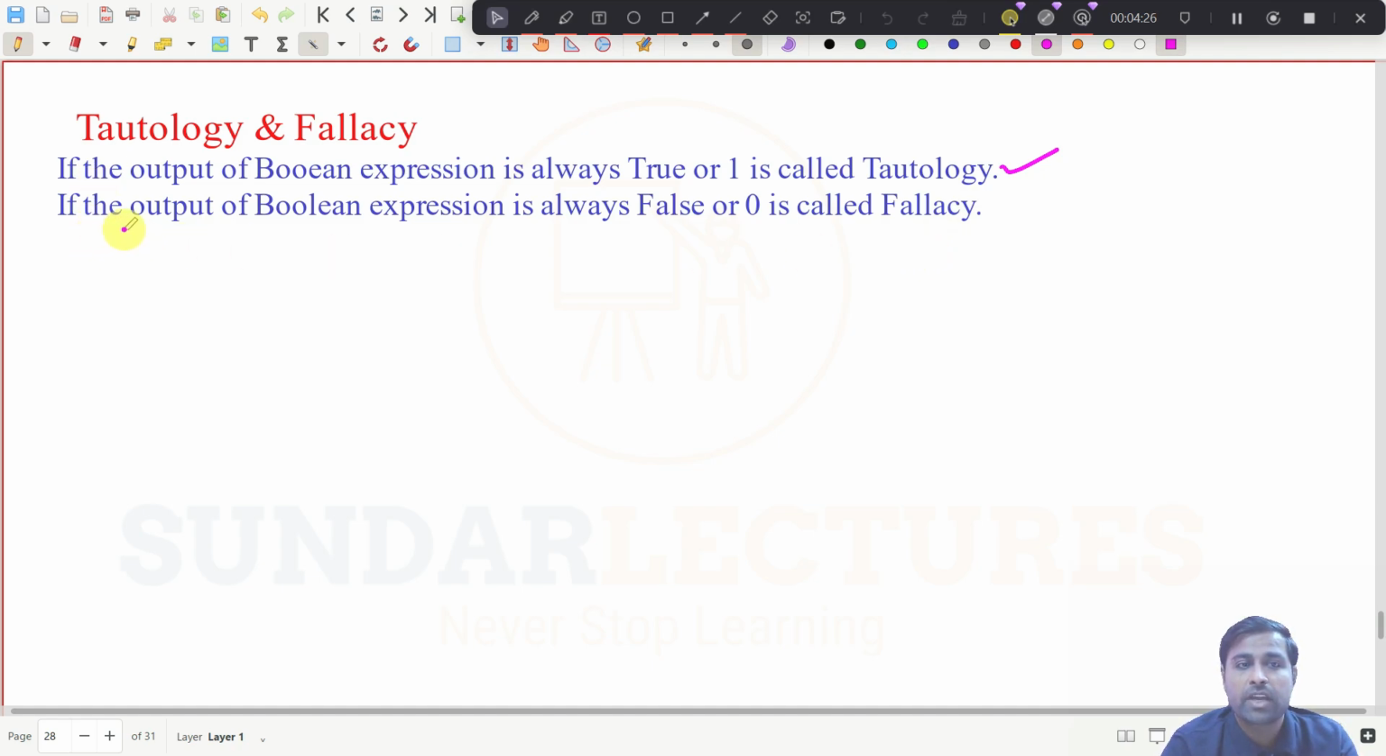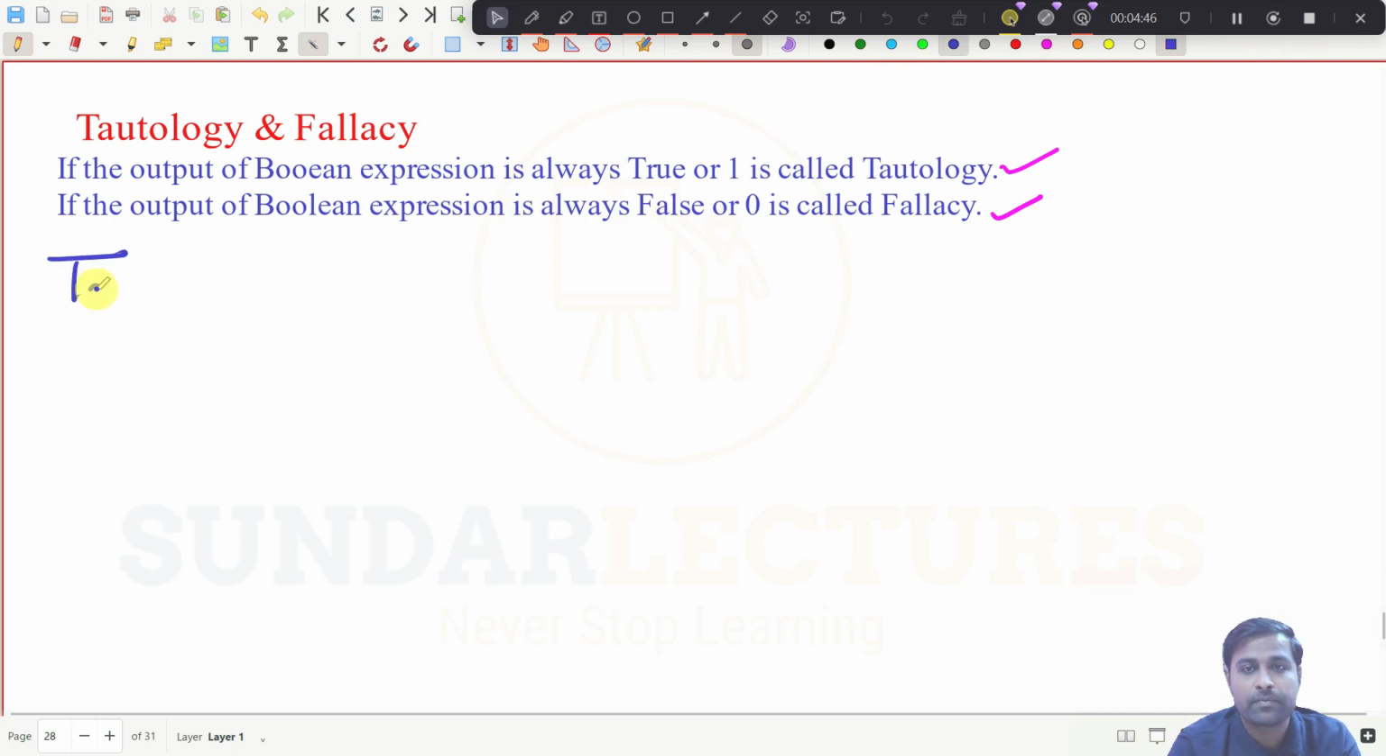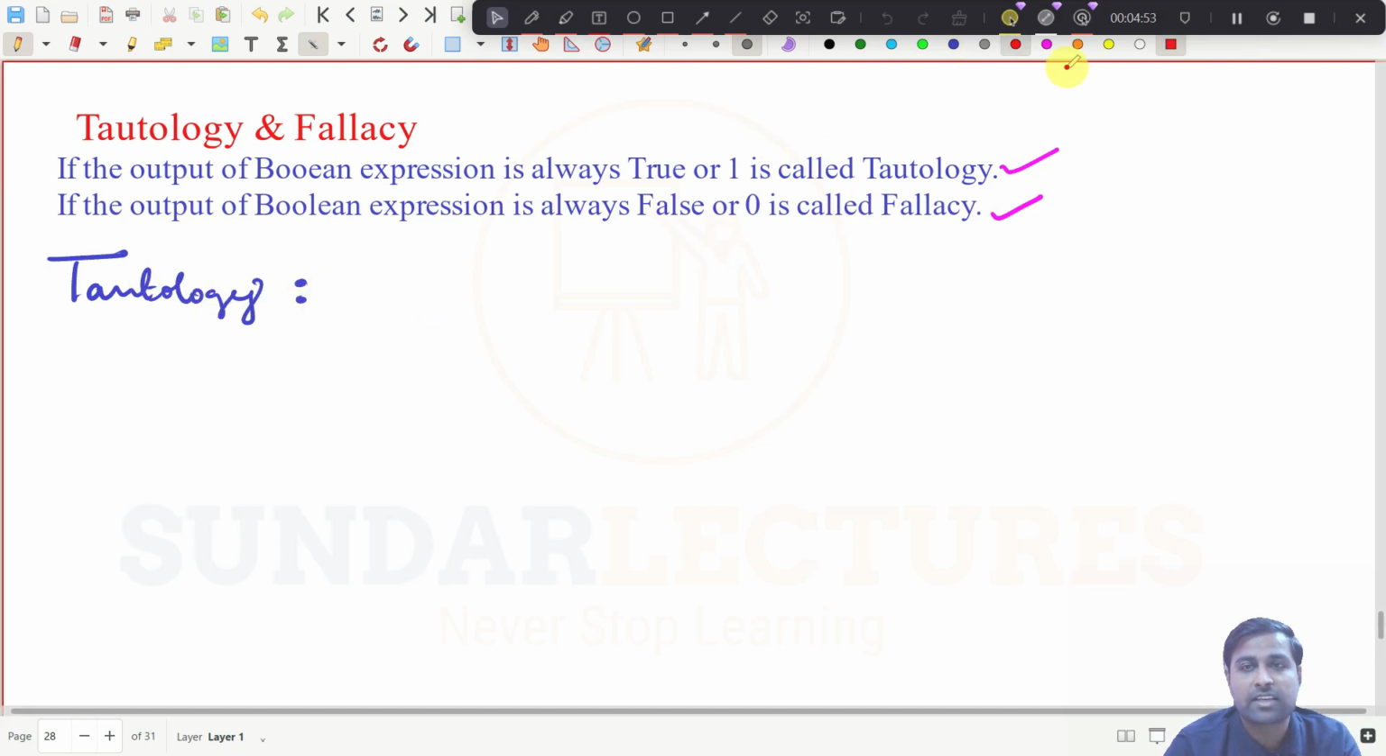And also, if the output of a Boolean expression is always false or 0, it is called fallacy. So fallacy always fails, tautology always wins. That is the actual meaning of tautology and fallacy. And what is the expression for tautology? First, I will write down the expression for tautology. For example, see, this is the tautology expression.